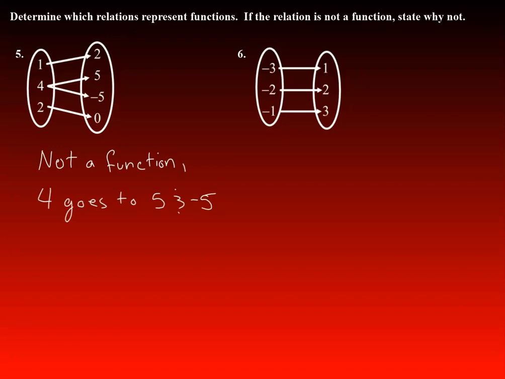So go ahead, pause it, try 6, and unpause it and check and see how you did. So if you got function for 6, you are correct. Each of the numbers in the inputs go to one of the numbers in the output. So do make sure you do the other 2 problems that are like these.